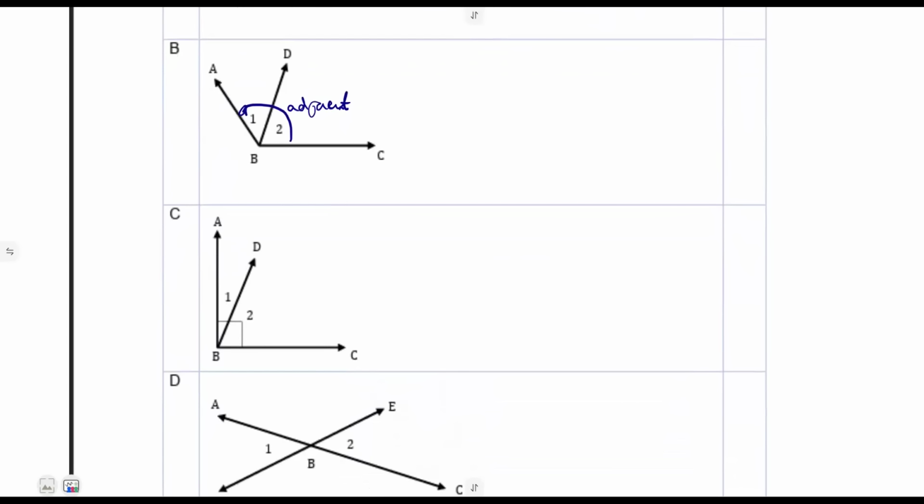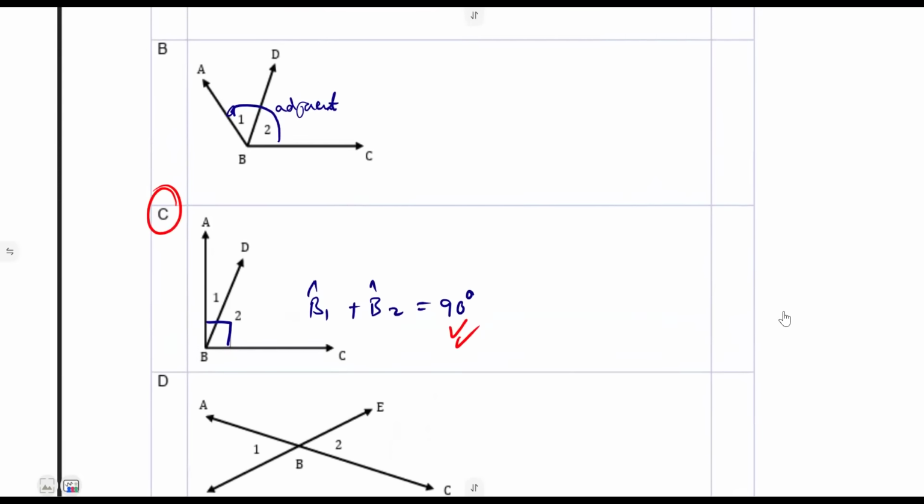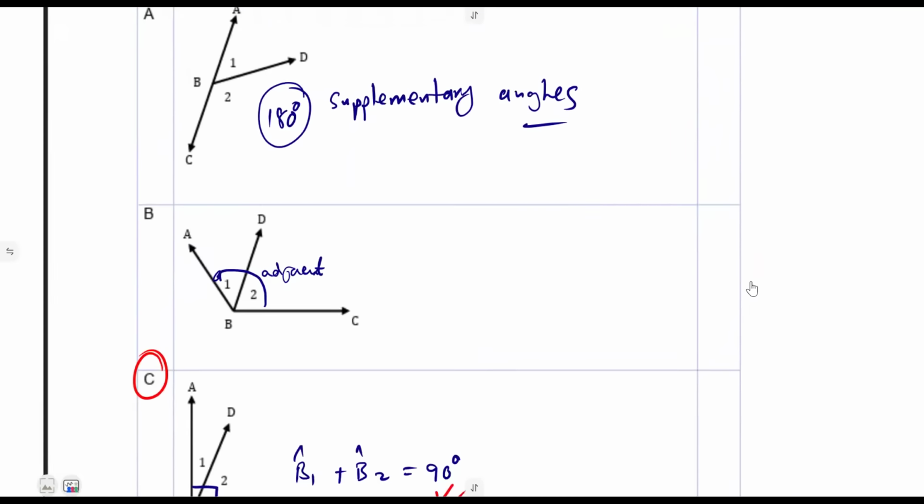Then on C, there is B1 and B2. There is an indication of a 90-degree angle here. So if I take angle B1 and add it to angle B2, I am supposed to obtain the 90 degrees, the right angle that I'm given. This is exactly what we want. Complementary angles, two angles which add up to 90 degrees. So the best answer was going to be C. All right, B1 and B2 on D are vertically opposite angles where two straight lines intersect. Vertically opposite angles are equal.